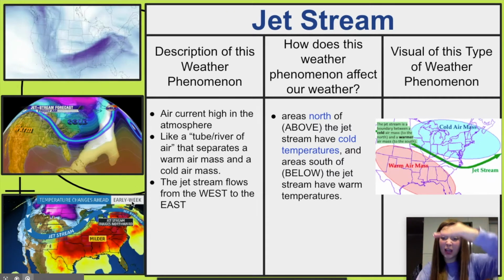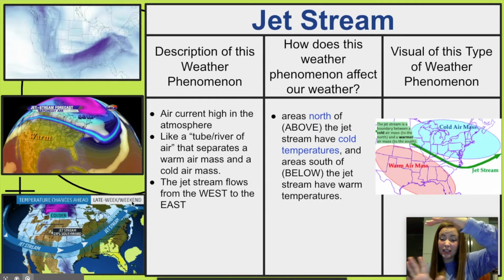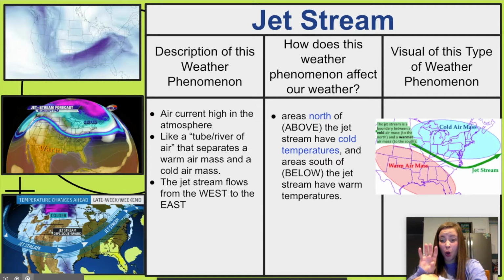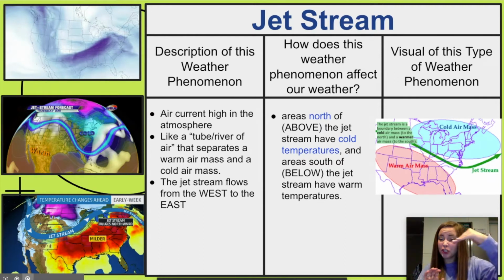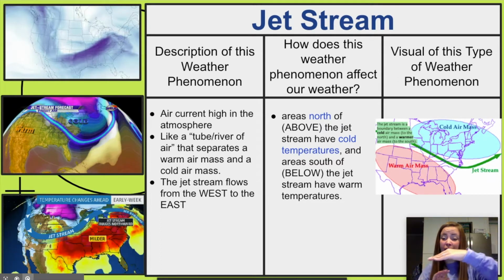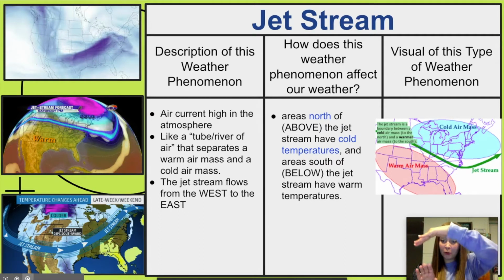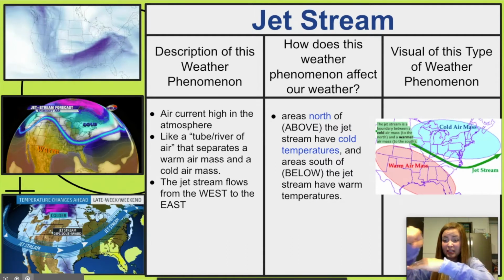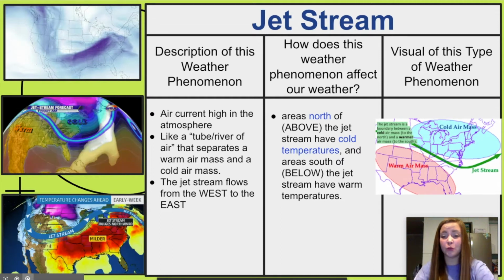so that sometimes it's above us, and when it is, it leaves us in that warm air mass, and then sometimes it dips down below us and it puts us in that cold air mass. So it really depends on where the jet stream is as to whether or not we are warmer than usual if we're down below it, or if it dips below us and it puts us in that cold air, then we're going to be colder than usual.